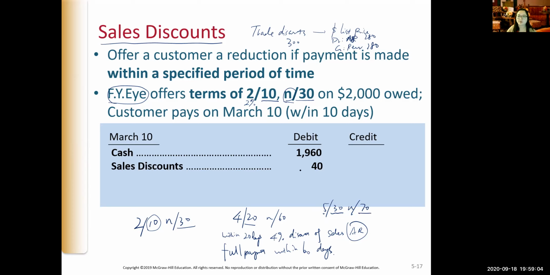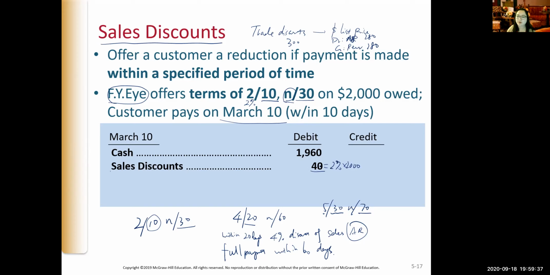In the current example, EY offers the terms of 2/10, n/30 on $2,000, and the customer pays on March 10th, which is within 10 days. So what do we do? In the journal entry, we debit the cash that we actually receive, and we record an account called sales discount to record the 2% discount that we gave, which is 2% times 2,000, which is $40.